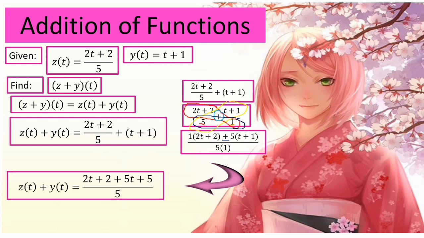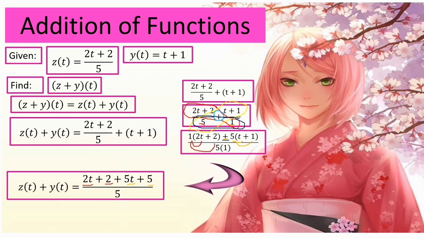So, let's simplify. Magiging ganito siya. So, 1 times 2t is 2t. 1 times 2 is 2. So, then, copy yung operation natin na plus. And then, mumultiply natin yung 5 times t, magiging 5t. Then, 5 times 1 is equal to 5. Then, all over, 5 times 1 is equal to 5.